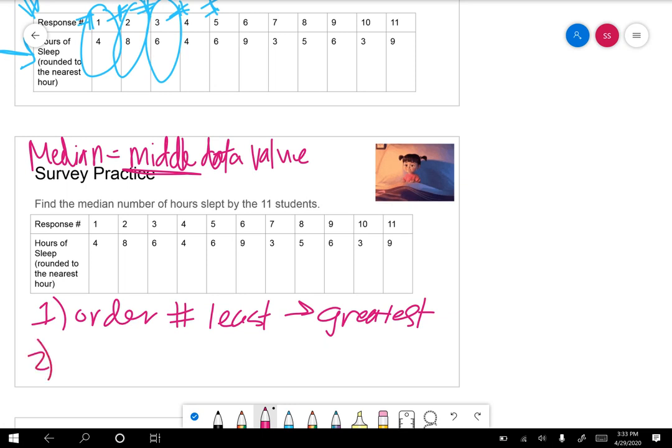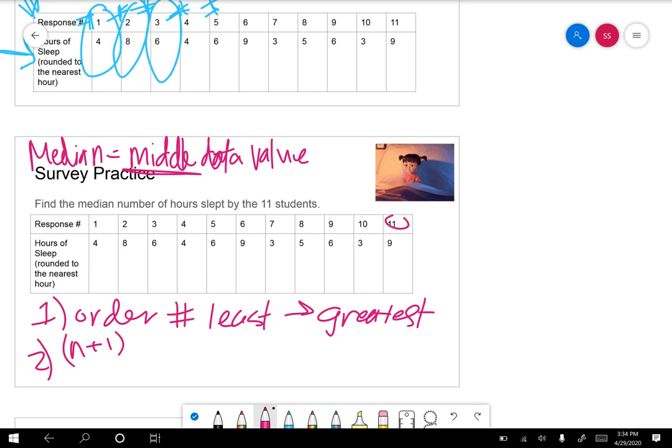And then if you have a small amount of data, you can just basically cross numbers off one at a time from both sides to find the middle one. But most of the time you'll have a larger data set and it would take a really long time just to cross numbers off one at a time, right? So if you would prefer to use the formula, which is really helpful with larger data sets, it is n plus 1, n meaning the number of responses that you have.